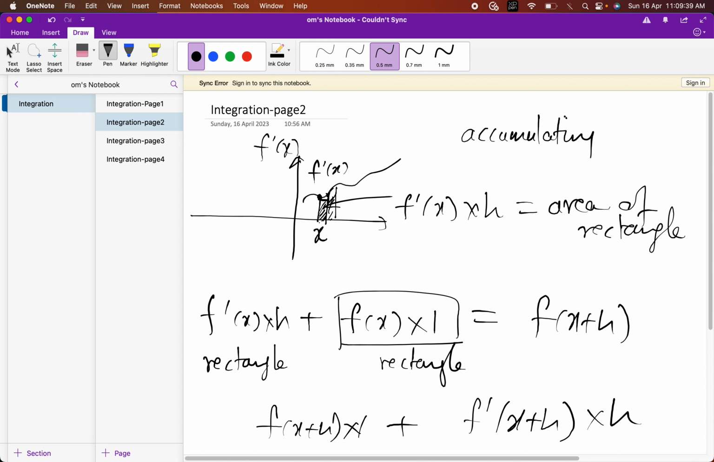I'm also doing the opposite of derivative. I'm trying to move in small neighborhoods and reconstruct my original function. And that process of antiderivative or accumulating areas is called integration.